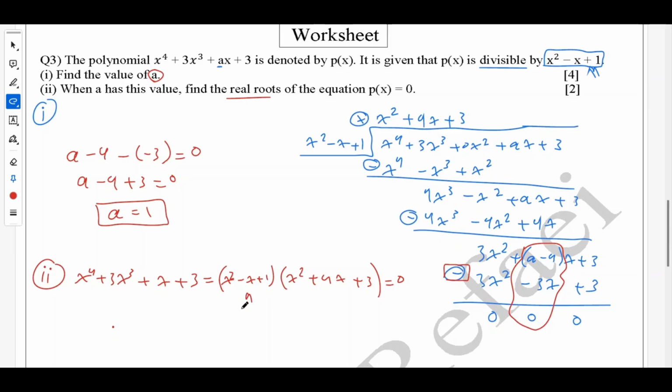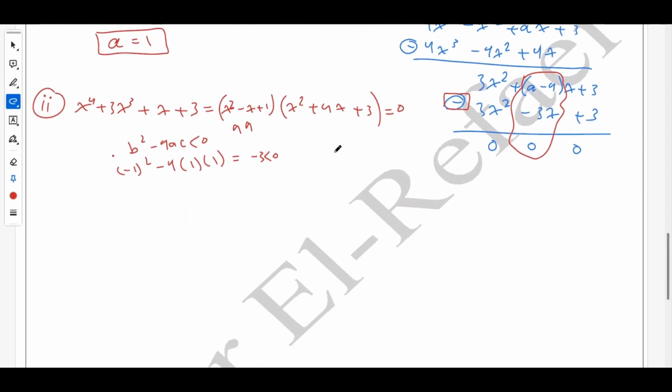If I look at this bracket, it cannot be factorized because b squared minus 4ac is less than 0. Negative 1 squared minus 4 by 1 equals negative 3, and negative 3 is less than 0. So I can't factorize it. I have no root. The root comes from the second bracket. Can I factorize this? Yes, I can.